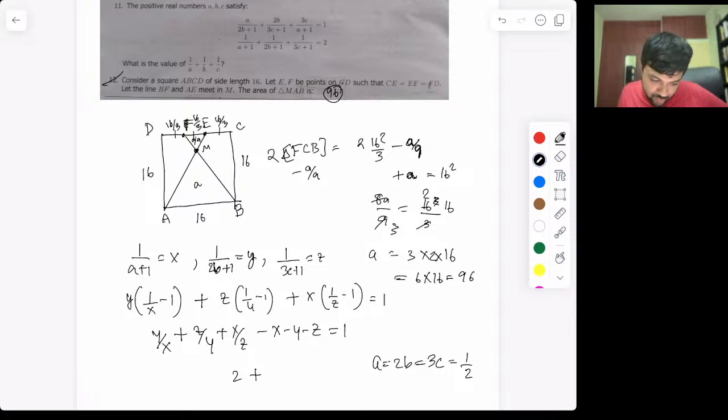B is equal to 1 by 4, and c is equal to 1 by 6. So 1 by a, 1 by b, 1 by c add up, and I think the answer is 12.